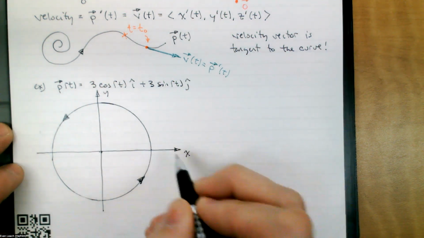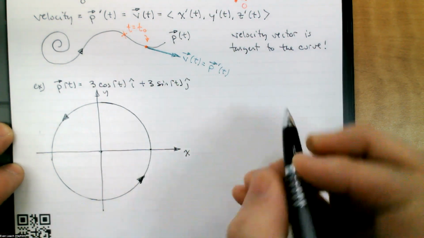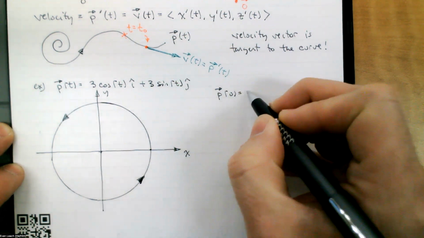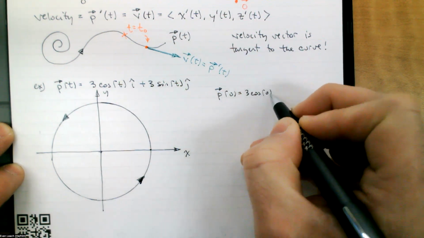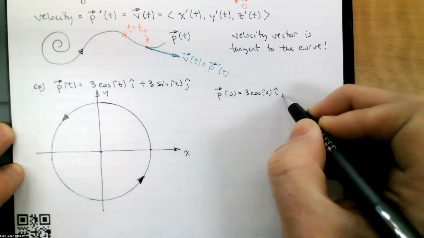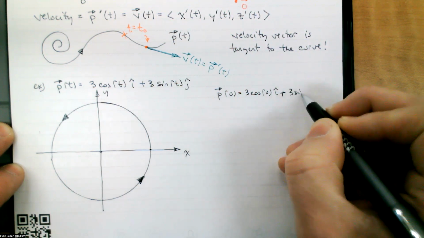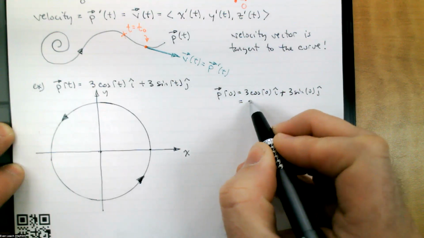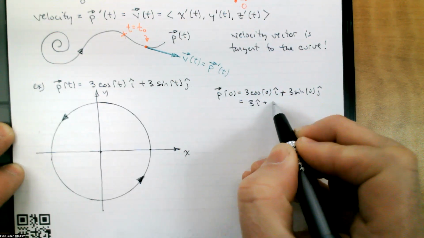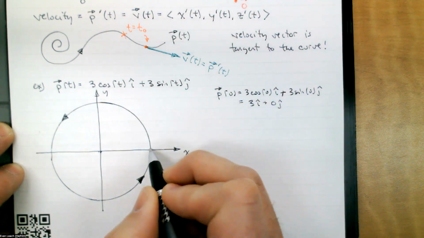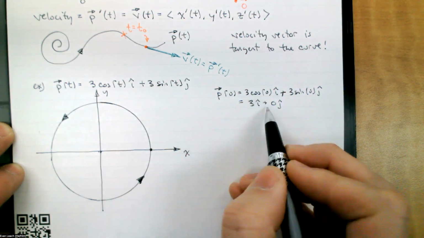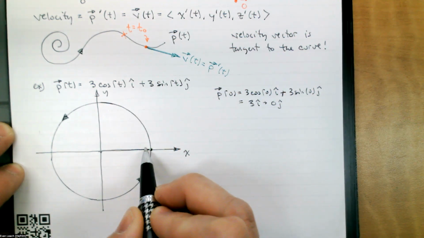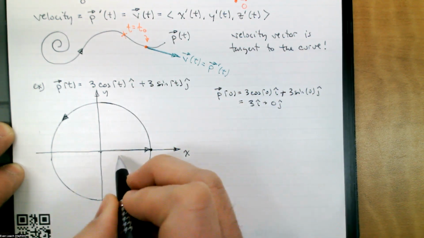So at this point, here's the point 3, 0. So our position P at t equals 0 is going to be 3 cosine of 0 i plus 3 sine of 0 j. Cosine is 1, so 3i plus 0j. So that's our location, 3, 0. We go 3 in the i direction and 0 in the j direction.